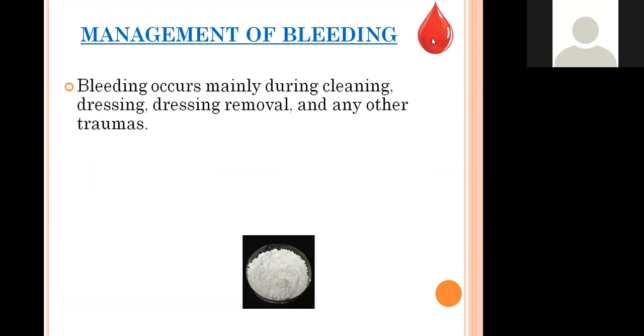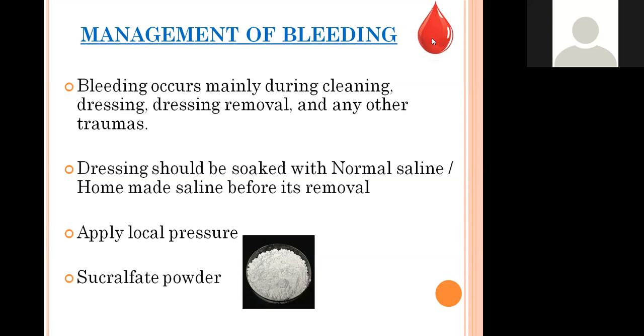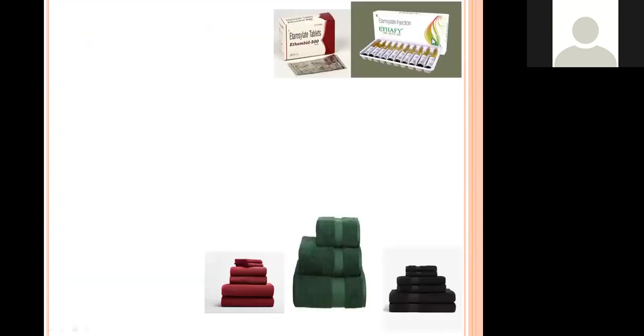So in management of bleeding, bleeding occurs mainly during cleaning, dressing removal, and any other traumas. So dressing should be soaked with normal saline or homemade saline before its removal. Apply local pressure, but this local pressure should be applied carefully as the tissues are fragile. Sucralfate powder will also help to reduce the bleeding.